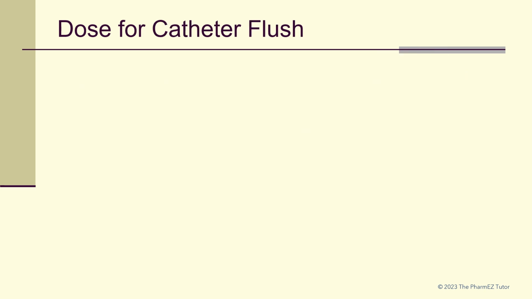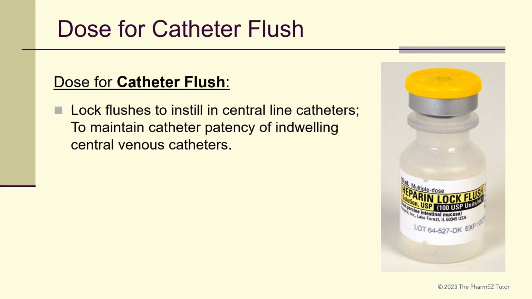What about the heparin dose for catheter flush? Heparin can be used as lock flushes to instill in central line catheters in order to maintain catheter patency of indwelling central venous catheters. It can be used in ports at a concentration of 100 units per mL and a volume of 3 to 5 mLs.